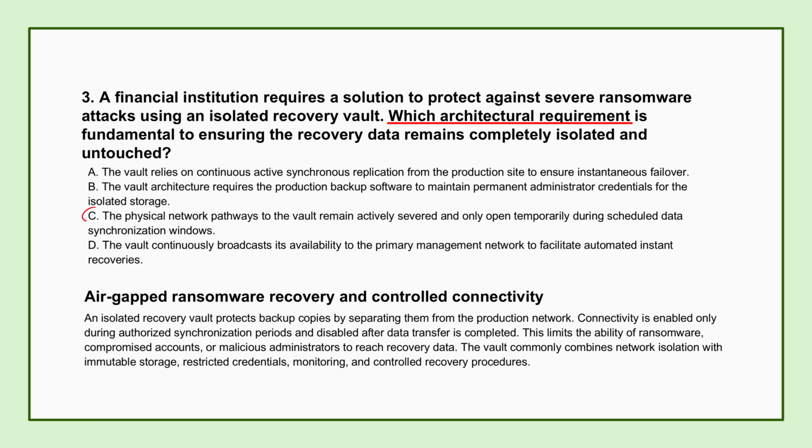The absolute fundamental requirement here is physical active network severance. Physical severance. Okay. Yes. The vault must maintain an absolute air gap from the production environment. The network pathway is physically disconnected. It is only open temporarily during strictly scheduled, tightly controlled data synchronization windows, and the moment the new backup data is pulled across, the connection is instantly severed again.